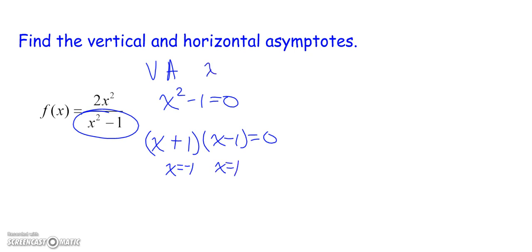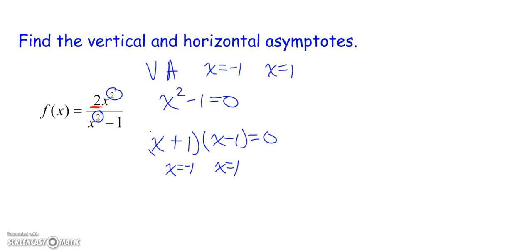Those are my 2 vertical asymptotes. X equals negative 1 is a vertical line, so is x equals 1. My horizontal asymptote, I find by looking at my degrees. Now in this problem, the 2 degrees are exactly equal. If that is the case, I have to examine the leading coefficients.